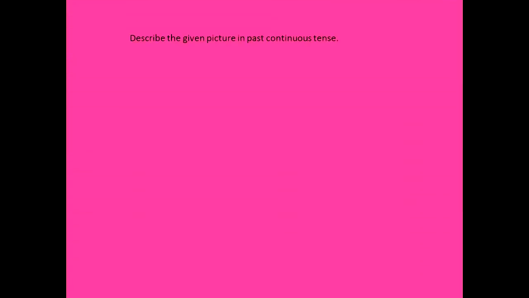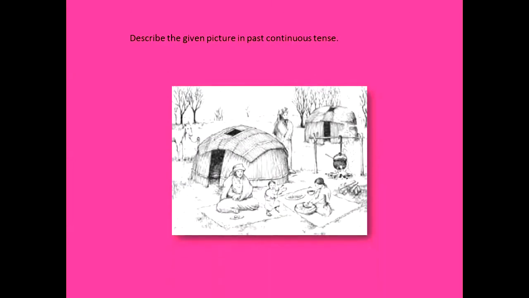Next, there is some interesting practice work for you. There's a picture from the life of primitive people, and you have to describe it in past continuous tense. You may begin like, this is a picture of a primitive family when this picture was taken. Now from here onwards you have to continue, and this is the particular point of time when this picture was taken. So at that particular point of time, what was going on, you have to tell.